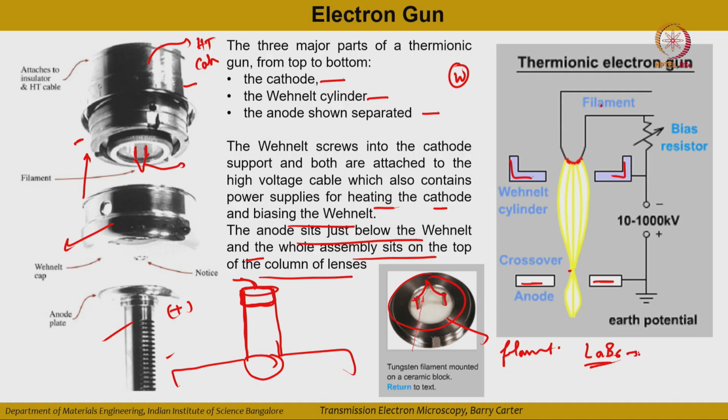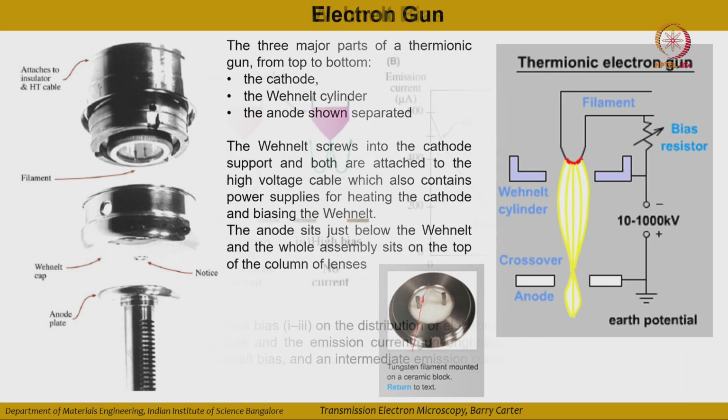The advantage of LaB6 is that the work function is very low, lower than 3 electron volt. So you will get 10 times brighter beam than by using tungsten. Okay. So the LaB6 filament also can be used as a source for the electrons.